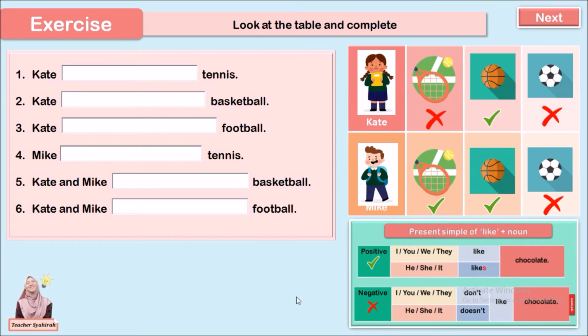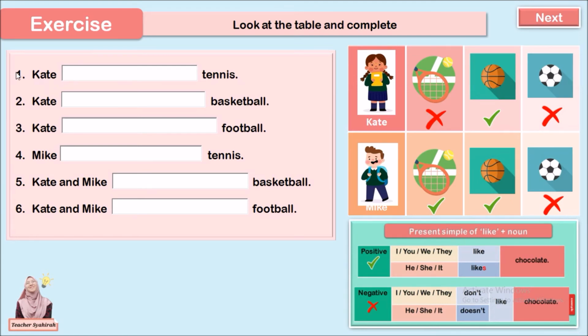Now, let's do some activity, some exercise to enhance your understanding. Now, let's read the instruction together. Look at the table and complete. Okay, tengok jadual ni dan isi tempat kosong. Okay, look at this one. We have Kate and we have Mike. Okay, this one is Kate and this one is Mike. Okay, these are the sport that they like and don't like.